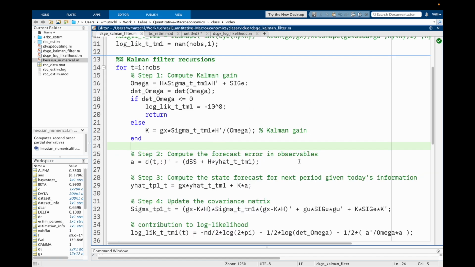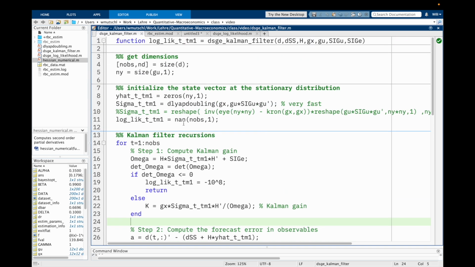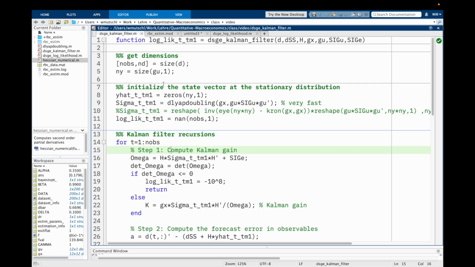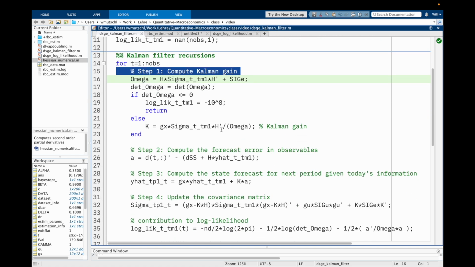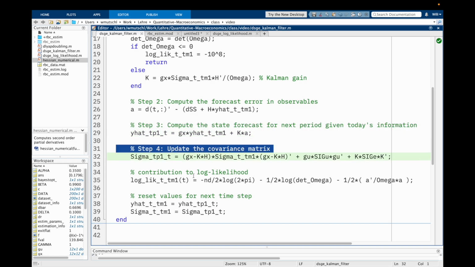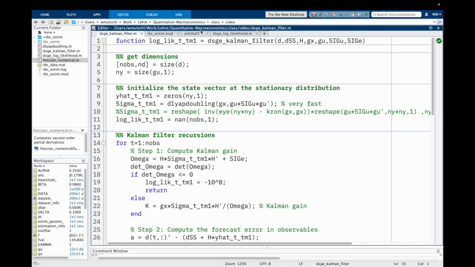I hope you understood the way that this works. Let me summarize this real quickly. There is a function that computes the log likelihood contributions using the Kalman filtering recursions. There are 4 steps to this, or 5. You need to initialize the Kalman filter somewhere. You need to compute the omega and the Kalman gain matrix, the forecast error, the state forecast, the updated covariance matrix, and then compute the likelihood and iterate on this. So this function gives me the log likelihood.